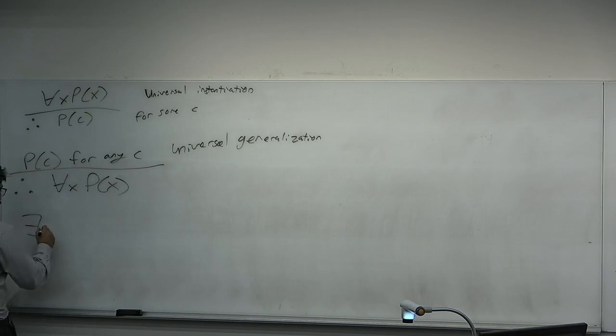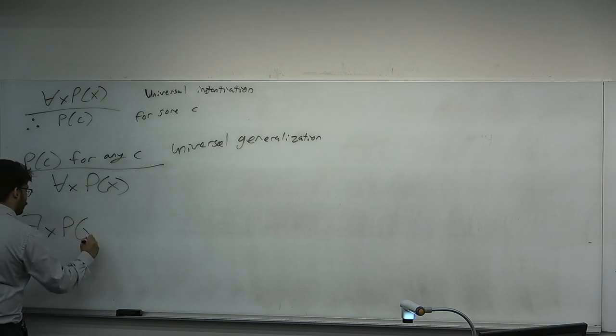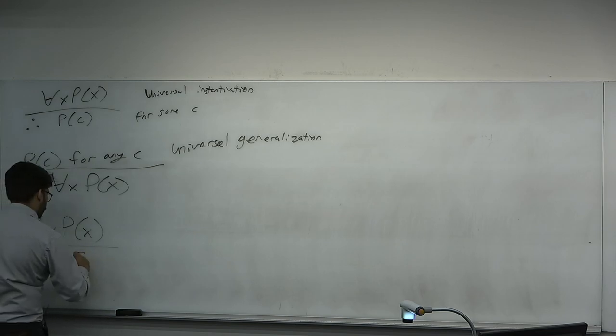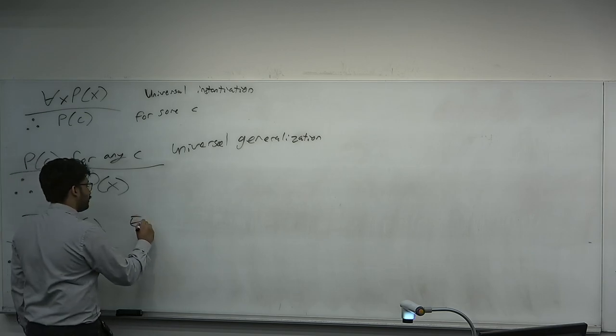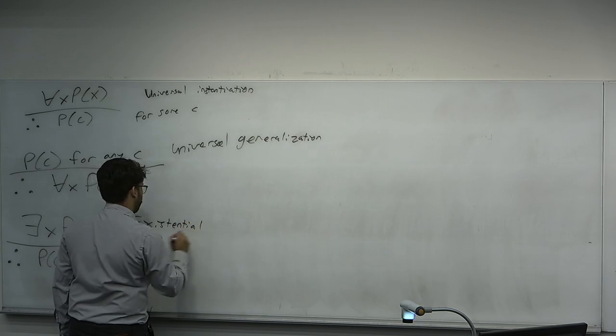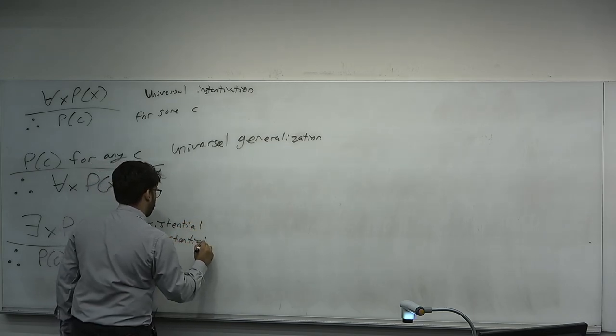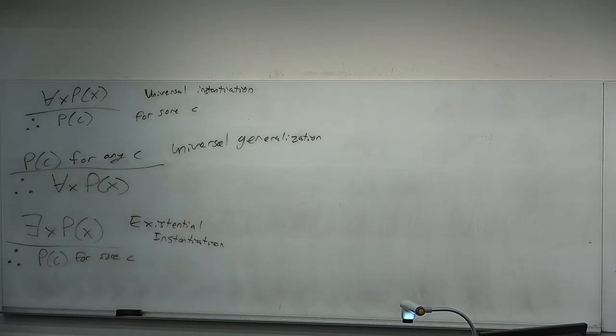There exists x, p of x, therefore, what? I'll just say it, p of c, for some c. This is called existential instantiation. Yes? Why is it a 1 for some? This is called universal instantiation. If it's true for all x, it's true. You can say for all x, p of x implies exists x, p of x. You could think of it that way.